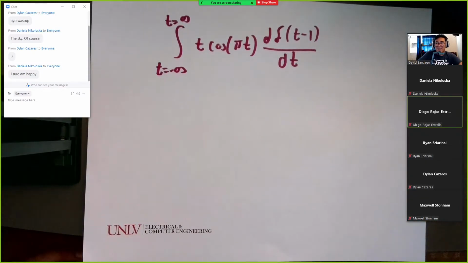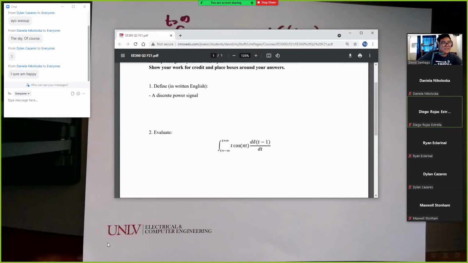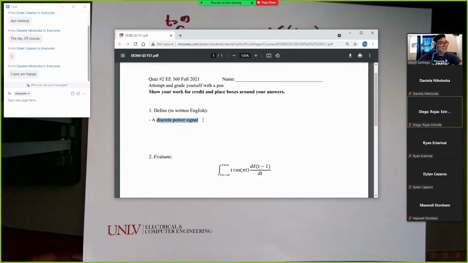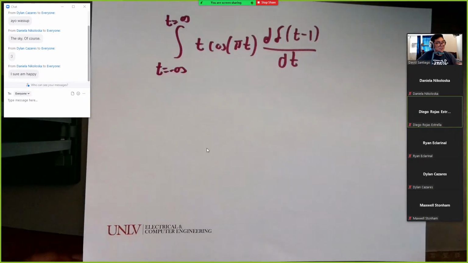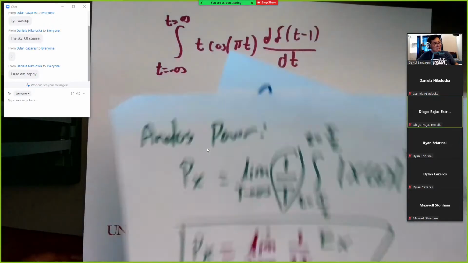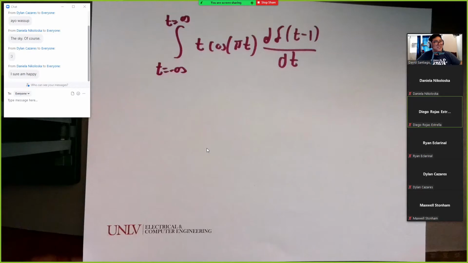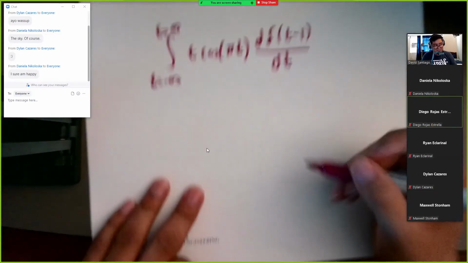The reason why I gave this quiz is that if you can do this and you can do this, then I know you're going to get some points on this exam. And plus, if you listen to the explanation of how to get this analog power signal, then you'll definitely do great on the exam. So let's do this problem.